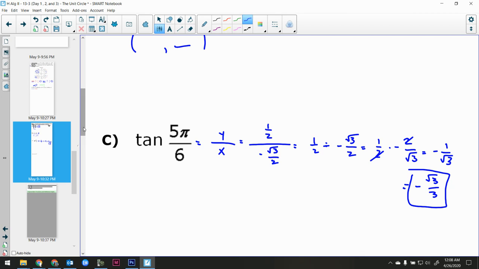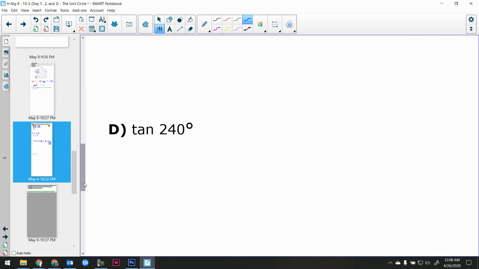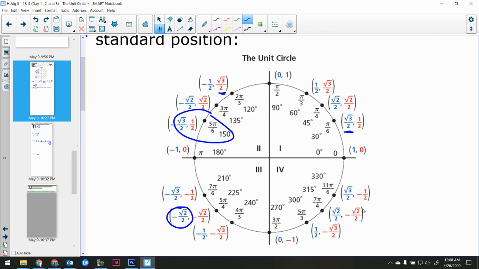Y divided by x. Tangent 240. Okay. Again, tangent is y divided by x. So tangent of 240, I go to 240. I find it right here. Okay. Again, it's y divided by x. So it's got the radical 3 on top.